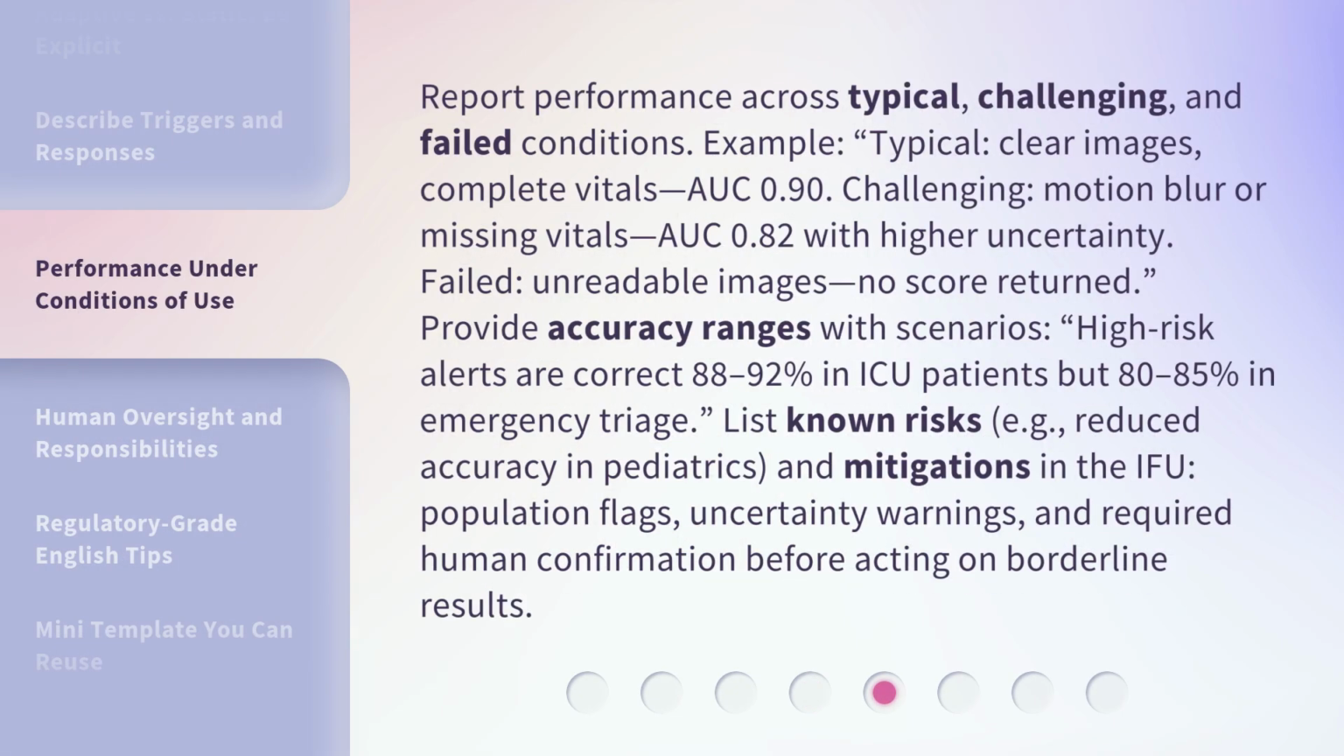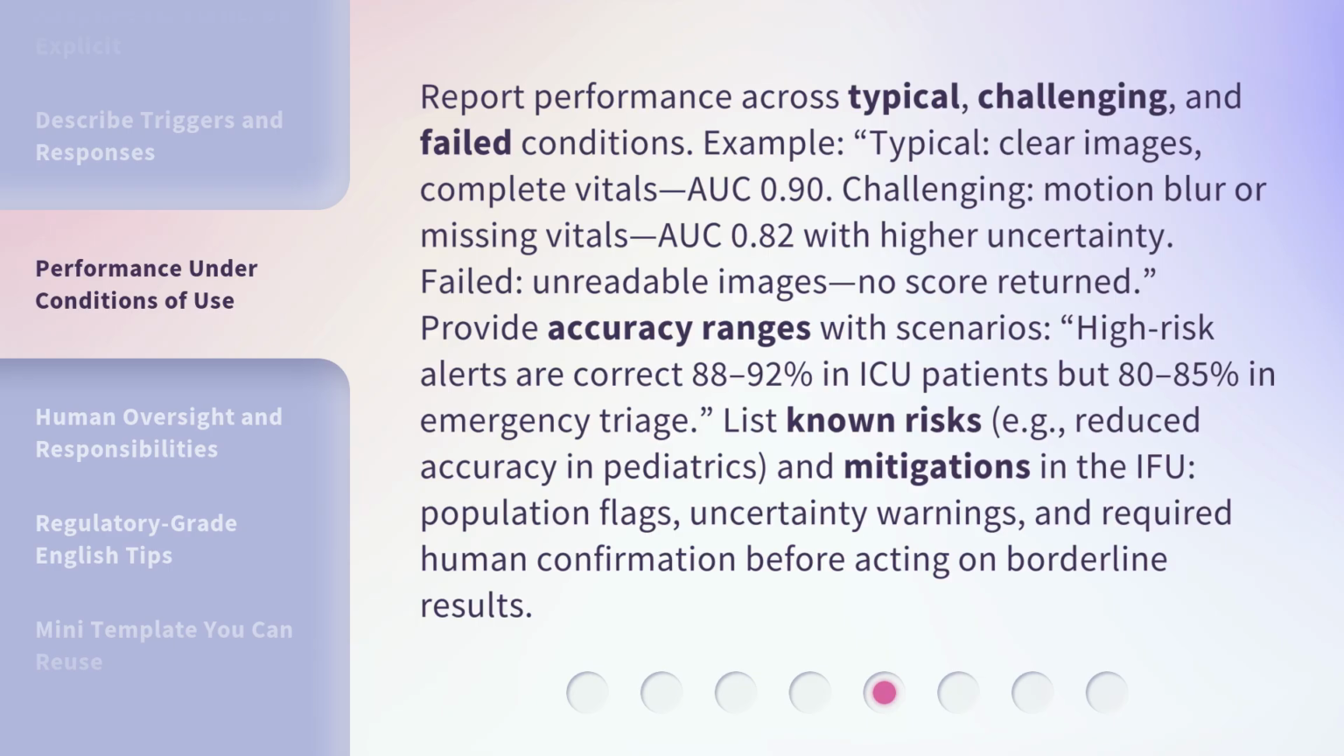Report performance across typical, challenging, and failed conditions. Example: typical, clear images, complete vitals, AUC 0.90. Challenging, motion blur or missing vitals, AUC 0.82 with higher uncertainty. Failed, unreadable images, no score returned. Provide accuracy ranges with scenarios. High-risk alerts are correct 88 to 92% in ICU patients, but 80 to 85% in emergency triage.